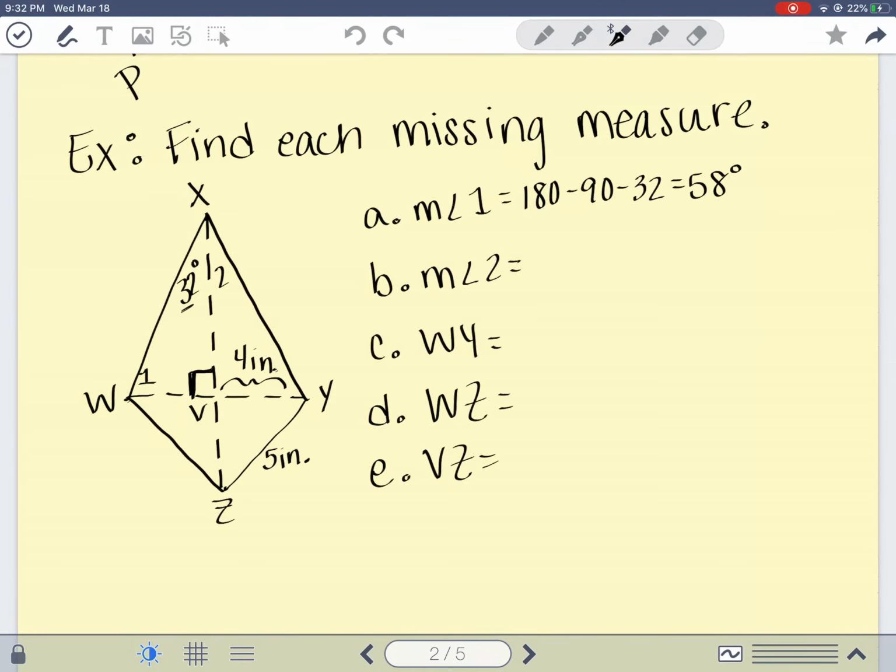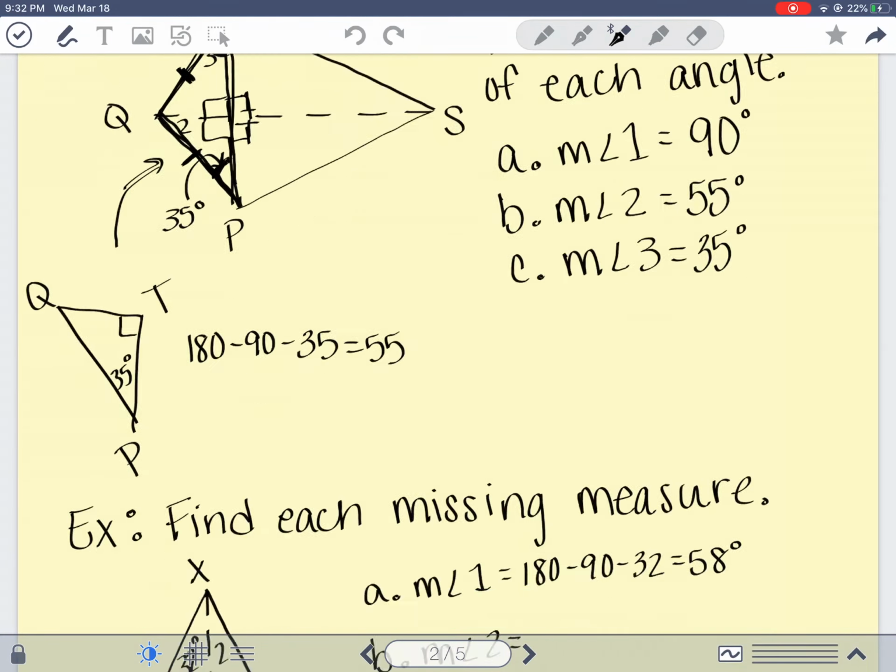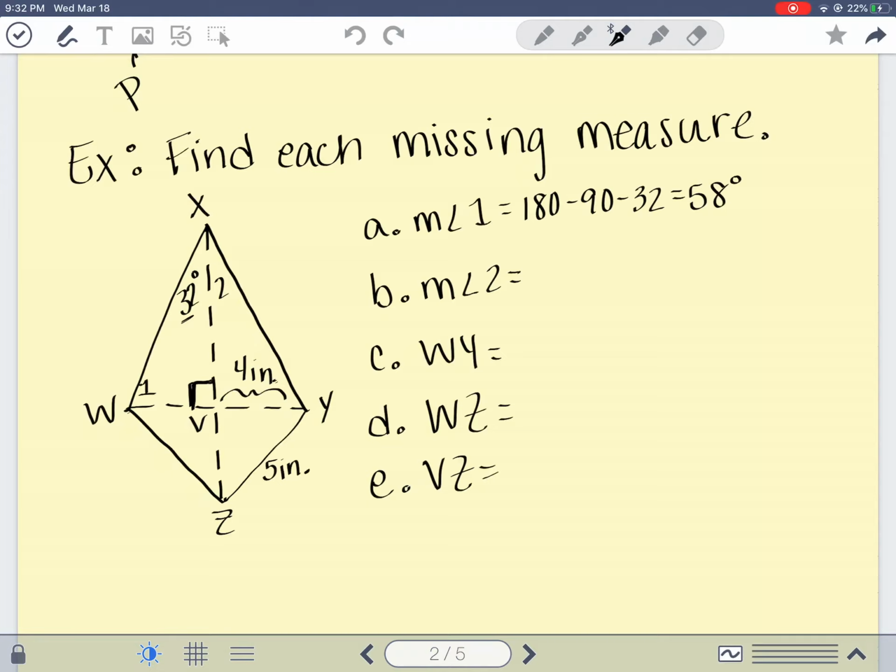Now we want to find the measure of angle 2. Well, if we think about what we set up here, the long diagonal bisects those angles. So if we go back down here, this is our long diagonal, which means it's bisecting those angles. So that means the measure of angle 2 is also 32 degrees.